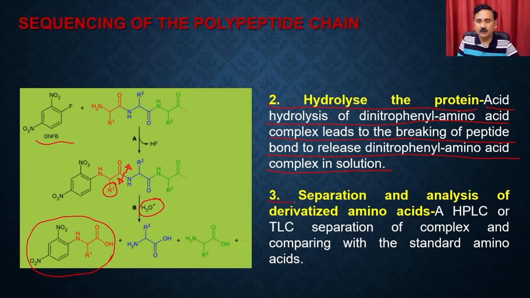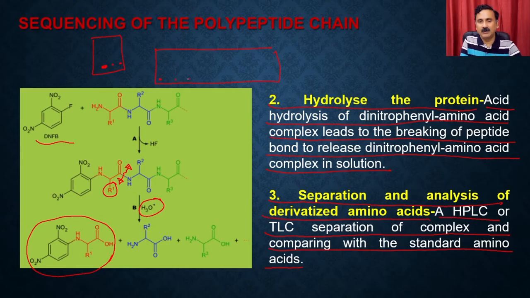Then you are going to do the separation and analysis of the derived amino acid. HPLC or TLC separation of the complex and comparing it with the standard amino acids is going to give you the name as well as the identity of this. Once you have this amino acid, you can run the TLC along with the standard TLC. For example, you can run a TLC like this.